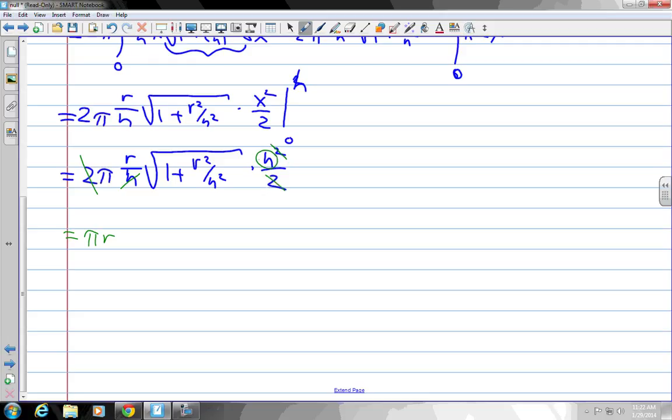If I push this h under the square root, what will happen with that h? It becomes h squared, right? So that becomes h squared times 1 plus r squared over h squared. It gets multiplied by the radicand. So then you distribute it, you end up with pi r, the square root of r squared plus h squared. And that's L.